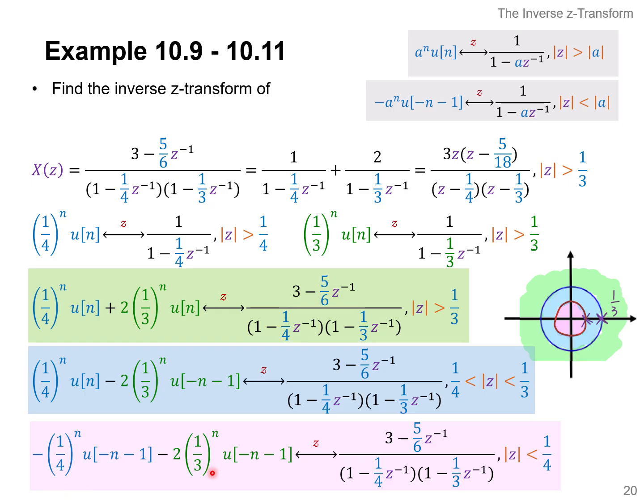Case 3. The ROC is inside the smaller pole. If the magnitude of z is less than 1/4, both terms become left-sided. So the ROC depends on the poles. The ROC also tells us whether the result is right-sided, left-sided, or two-sided.